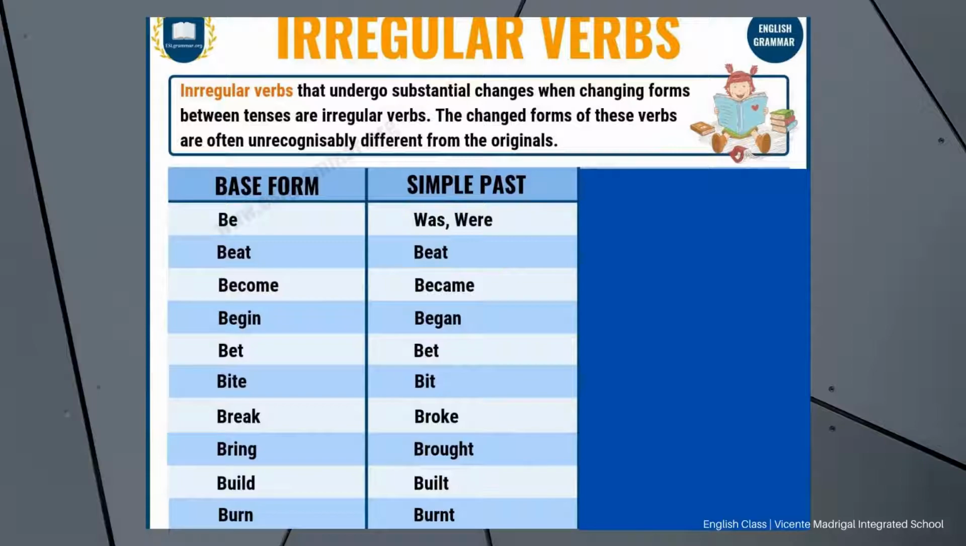For irregular verbs, we form their simple past tense by undergoing some changes. Let us take a look at this table. Base form be, simple past was, were. Beat, beat. Become, became. Begin, began. Bet, bet. Bite, bit. Break, broke. Bring, brought. Build, built. Burn, burnt. Is that understood?